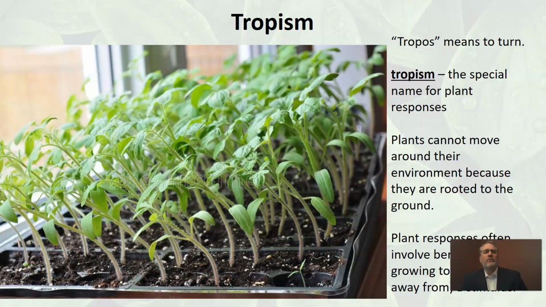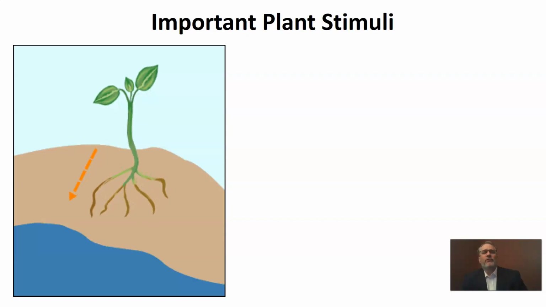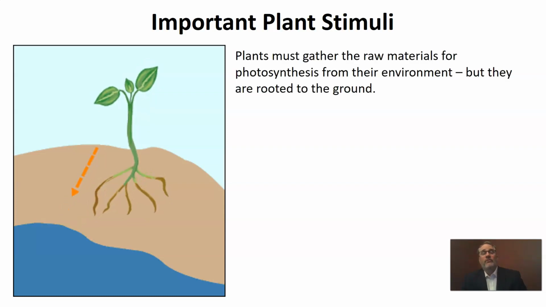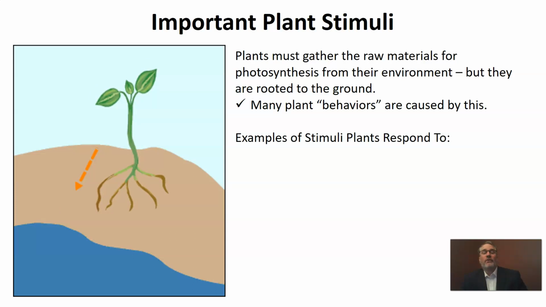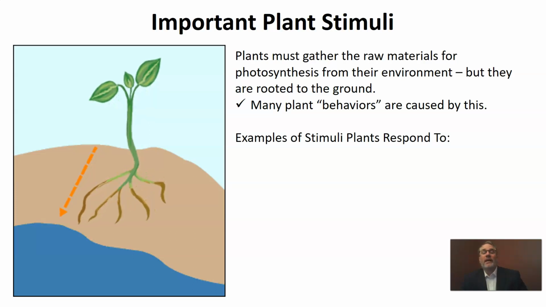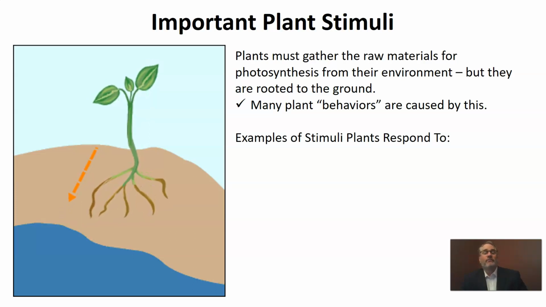Let's take a look at this a little further. So there are some stimuli that are very important to plants, and it has to do with survival. And we already know that plants need to gather some raw materials for photosynthesis from their environment, but they're rooted to the ground. So how are they going to respond? Well, they're going to use these plant behaviors called tropisms.